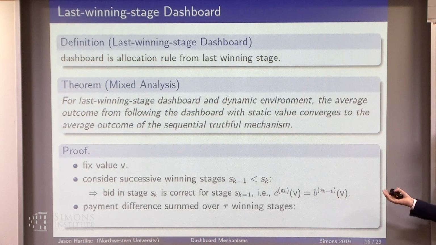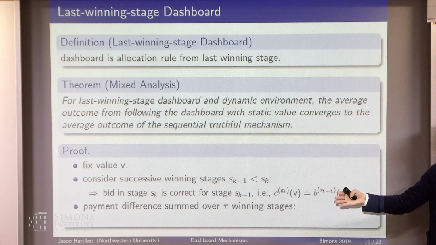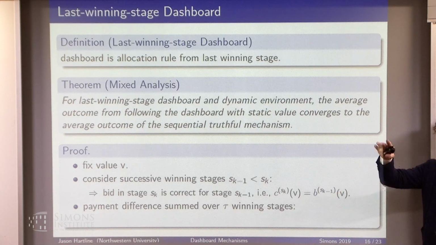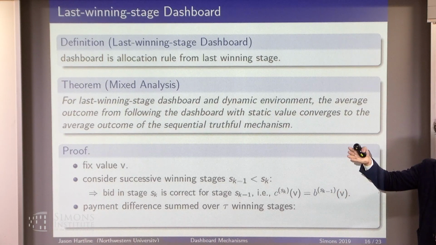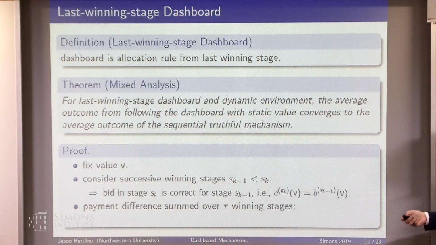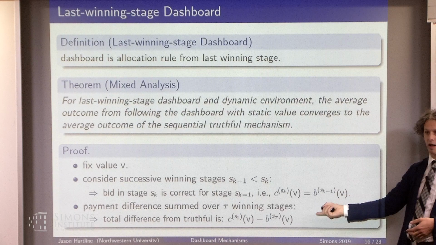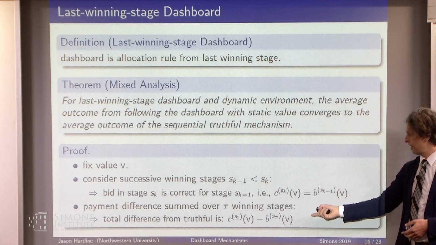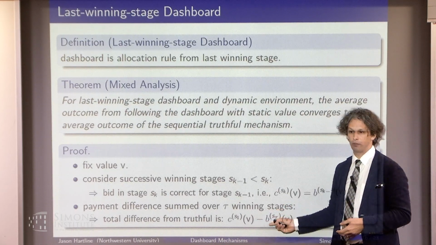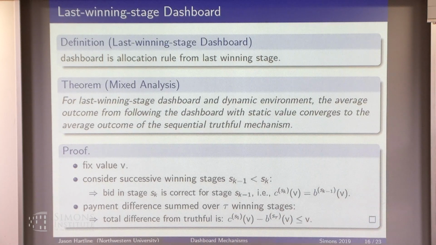Cool. If I sum the total payments over all rounds, this imbalance across, I just paid you at the wrong time. I paid you the right amount, but the wrong time. And everything cancels except for the first and last round. And the first and last round difference of bids is at most v. Because the difference of any two bids in a mechanism where I have value v can be at most v.